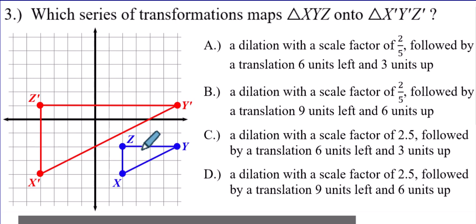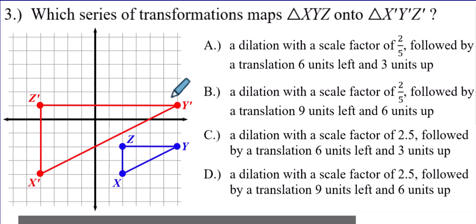Who is the original figure, and who is the image after the dilation? So the original figure is the smaller one, which on my screen is in blue. I think on your paper it's just black and white. The primes on my screen are red. On your screen, again, it's probably a shade of gray. But this is the bigger figure.